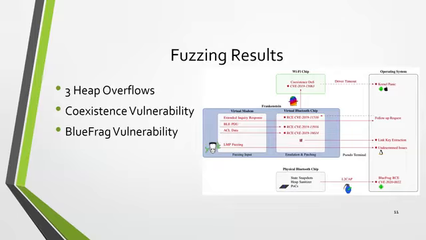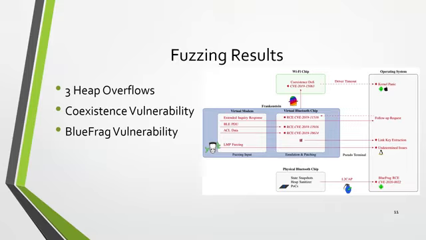Using the Frankenstein virtual modem, researchers were able to uncover a total of three heap overflow vulnerabilities, a coexistence vulnerability, and the Android BlueFrag vulnerability. As shown in the diagram, the virtual modem injected different types of fuzz data into the firmware, including extended inquiry response, EIR packets, Bluetooth low energy data packets, and ACL data.